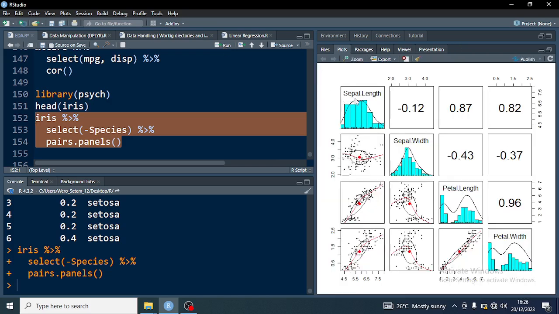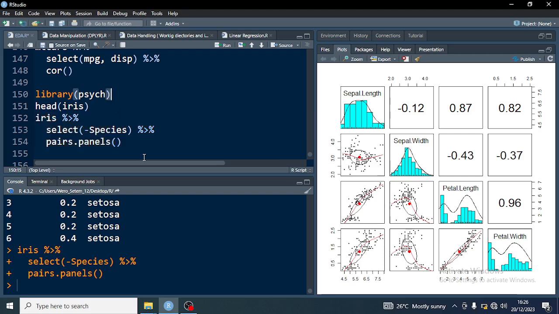So the correlation between the sepal length and sepal width is negative 0.12. So there is a negative relationship. The correlation between sepal length and petal length is 0.87. You continue until petal width and petal length is 0.96. So this is the beauty of the library psych.